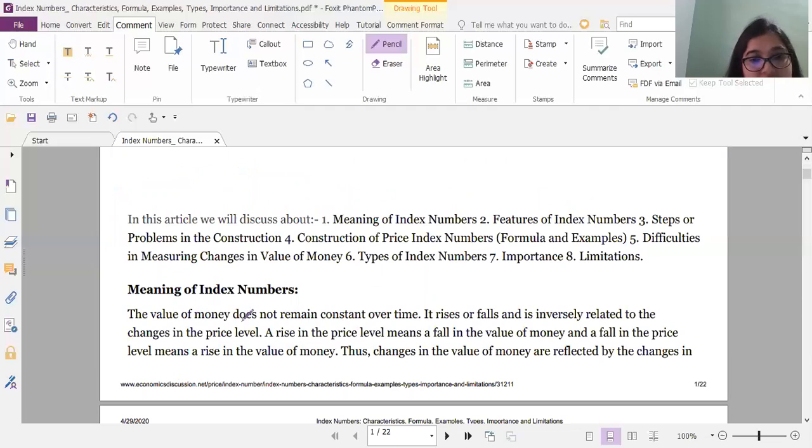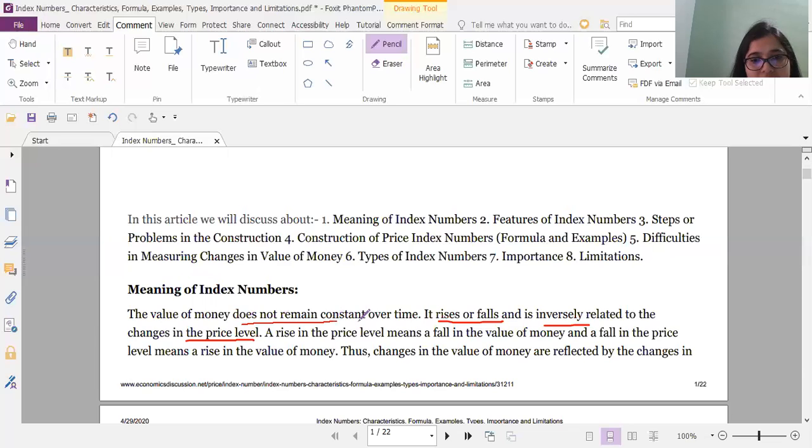The value of money does not remain constant over time, right? It does not remain constant. It keeps changing, as I've told you. It rises or falls and is inversely related to the changes in the price level. So it either rises or falls, and it is inversely related to changes in the price level.